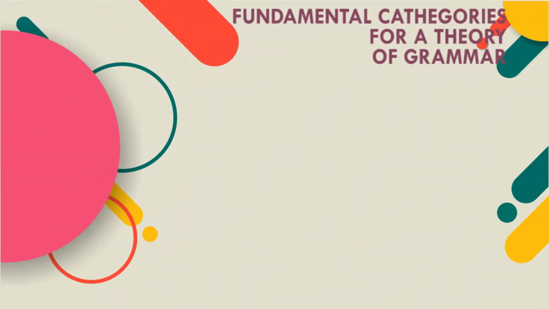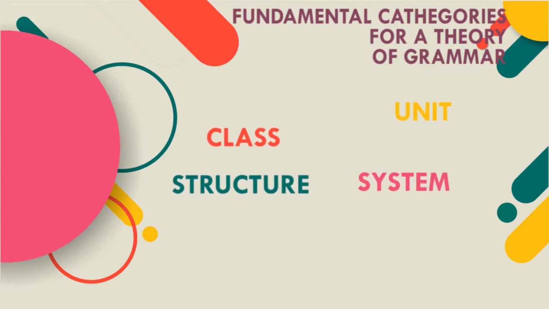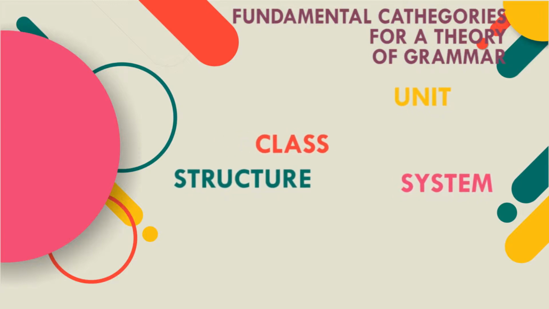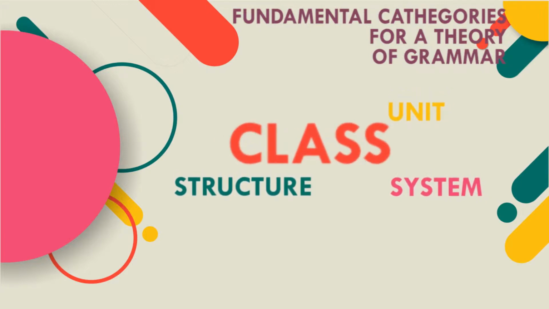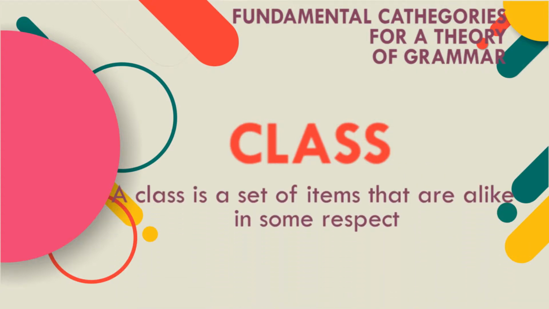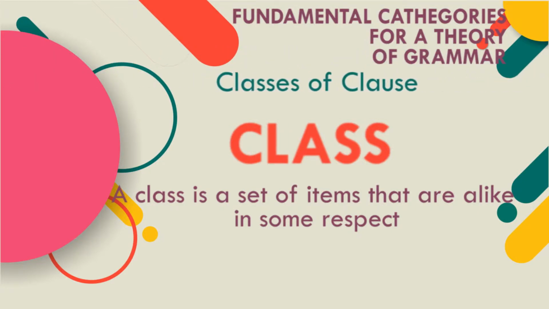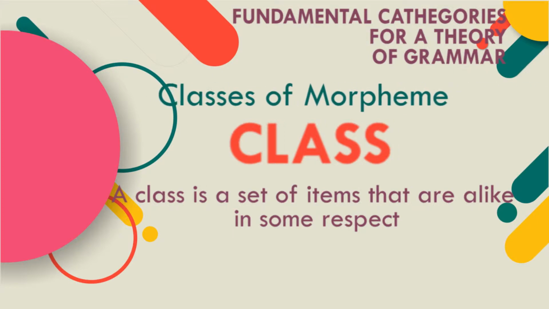Before we start, I will explain a fundamental category for a theory of grammar. There are class, structure, unit, and system. Today we will focus on class. What is class? A class is a set of items that are alike in some respect. They need not be words. There are classes of group and phrases, classes of clause, and also, at the other end of the scale, classes of morpheme.